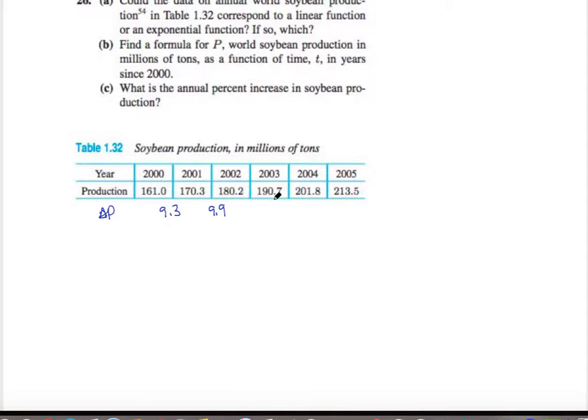Then we have 190.7 minus 180.2, which is actually 10.5. And from this to the next, we have 11.1 as the change. And for the last one, we have 11.7. So it does not appear to be linear based off of the change. Otherwise, we would see that delta P is constant per year. Therefore, for part A, we will say that this could be exponential.